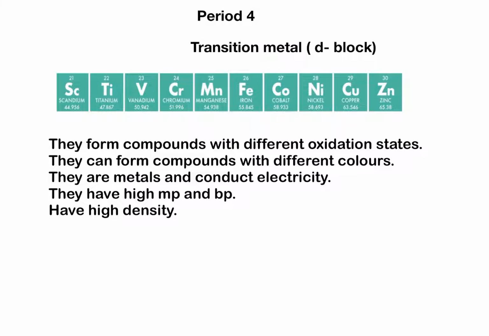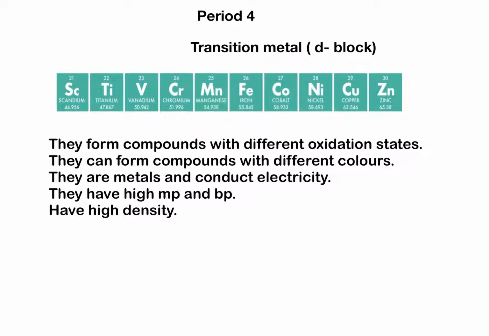Period 4 and the transition metals, the D block elements. In the transition metals, we have elements like scandium, titanium, vanadium, chromium, manganese, iron, cobalt, nickel, copper, and zinc. So these elements are in the middle of the periodic table, and they are also known as D block elements because the D subshell is being filled in the last shell.